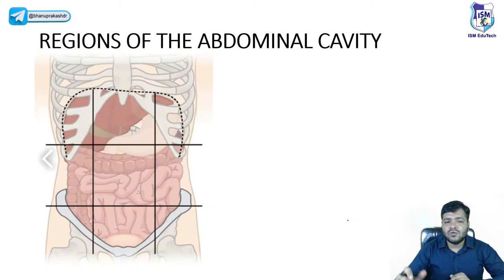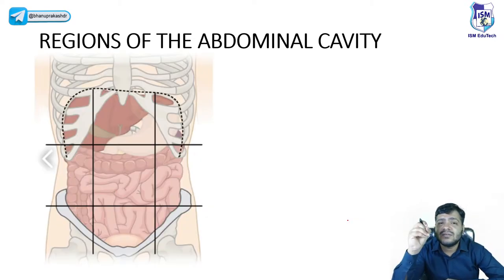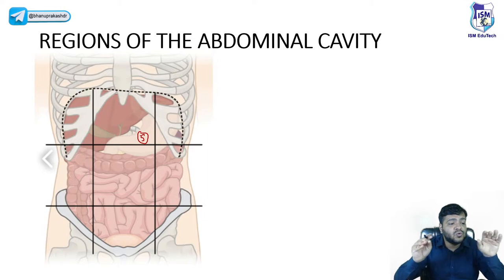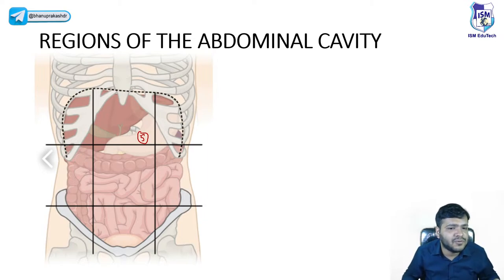So if you just try to look at this particular picture, why? Because this is important. When I teach you the stomach, I will tell you in which regions it is present. It is present in the epigastric region, part of it is present in the left hypochondrium, a little bit in the umbilical region, and a very small portion you can see in the left lumbar region. So if I have to justify the location of the stomach, I have to use these regions of the abdominal cavity.